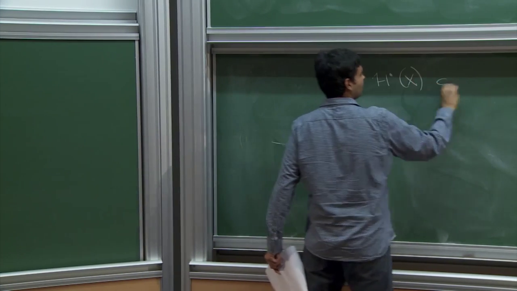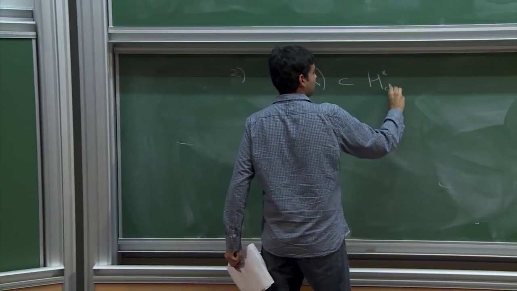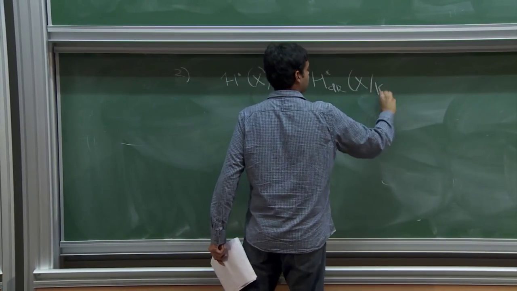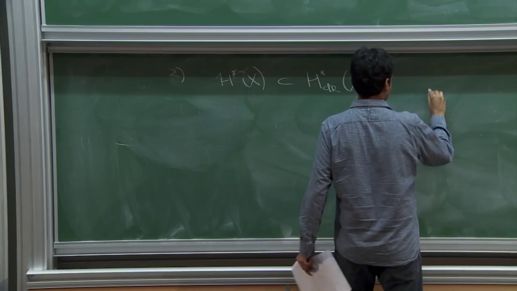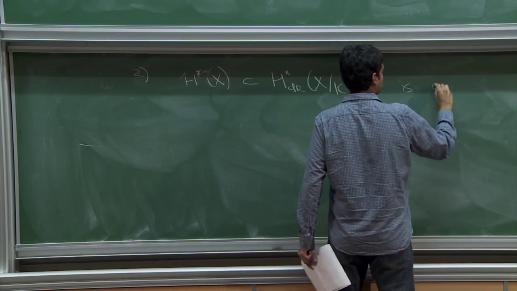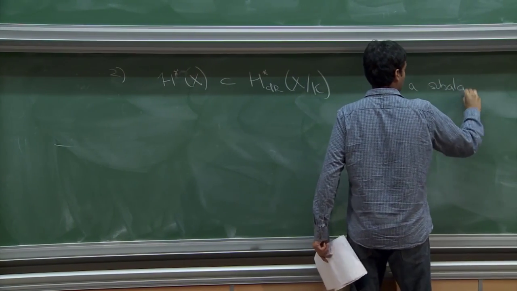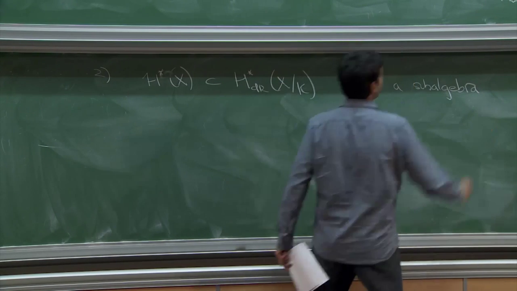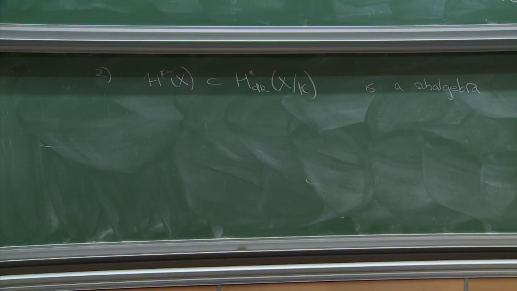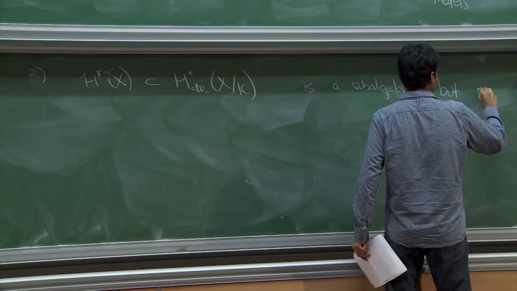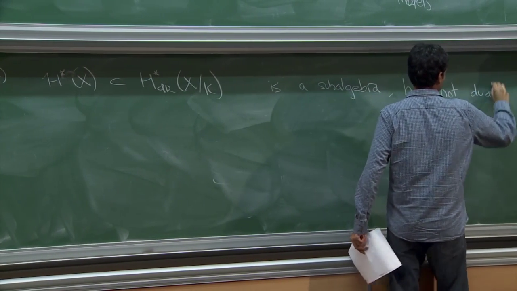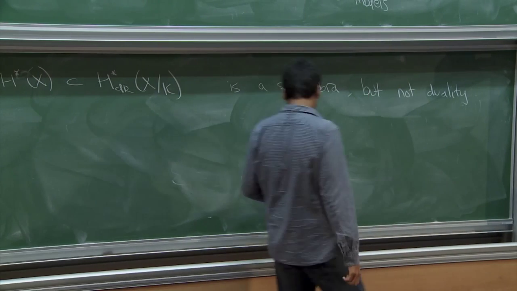So if you look at all of them inside the de Rham cohomology algebra simultaneously, then this is actually a subalgebra. So it's closed under cup products. But it is not closed under Poincaré duality. I mean, this is the same thing as what happens in the geometric setting, so one shouldn't be too surprised.